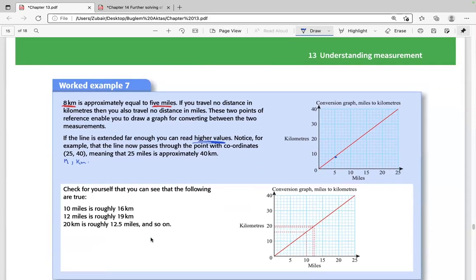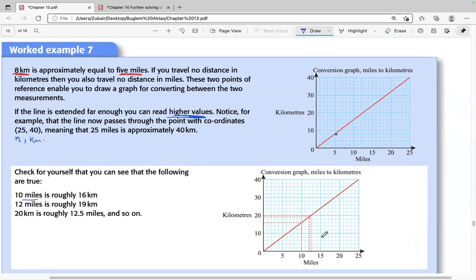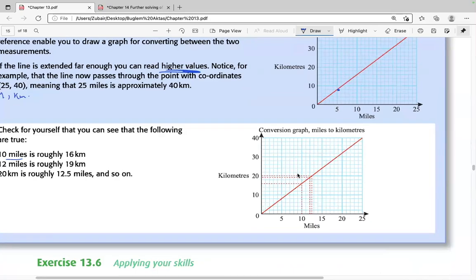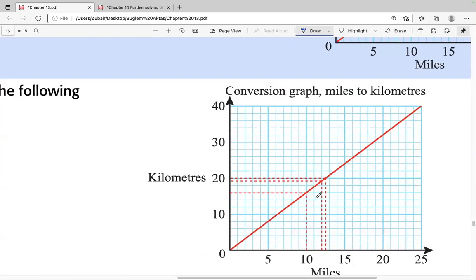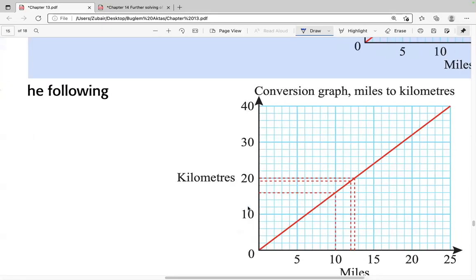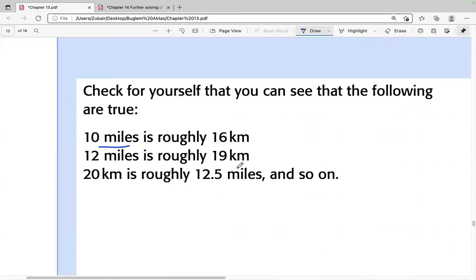So check for yourself. Now, the important part in this concept would be reading the values from the graph. We should read them accurately. So check yourself that 10 miles is roughly 16 kilometers. Yes, because it would be 10, 12, 14, and then 16. So reading the value correctly is the main task. 12 miles is roughly 19.